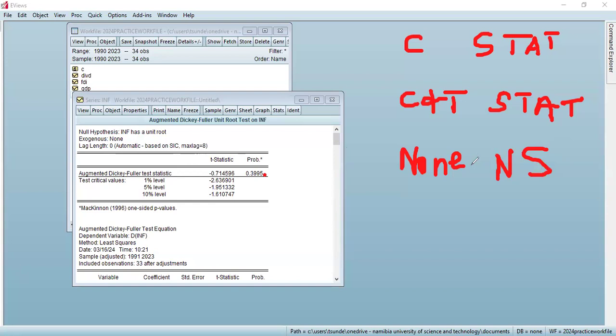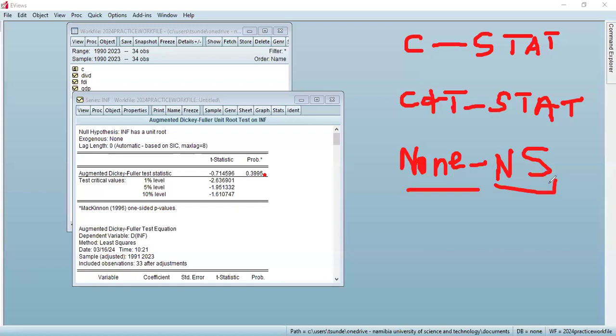So there is a reason why I was writing this here. I wasn't doing that with the other variables. So using the model with a constant, the variable is stationary at 10%. Using the model with constant and trend, the variable is stationary at 10%. Using the model with no constant and trend, the variable is non-stationary. So your conclusion here is based on what the majority of the tests are saying. Two of the tests are telling you that the variable is stationary, and one is telling you it is non-stationary, which means your conclusion is the variable is stationary.